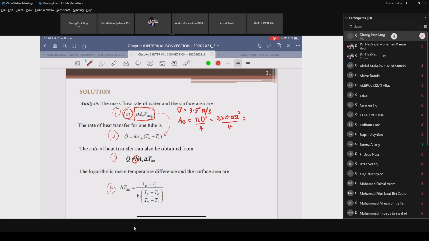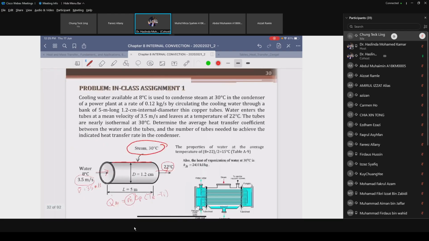1.131 times 10 to the negative 4, meter squared. Right. Good. So now the V average is also given, and then the rho. So how to determine the rho? Because rho is not given in this problem. You have to find it where? From a table. Okay. So from this problem, which table to be referred to? Which temperature to be used?